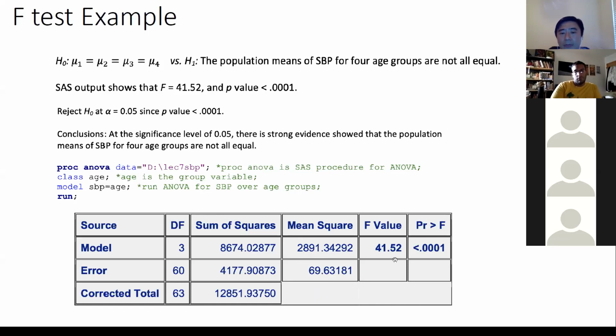This F value you have to compare with the critical value from the F distribution with numerator degree of freedom equal to 3 and denominator degree of freedom equal to 60. Then you'll be able to get the p-values. Either you can do the hypothesis testing by comparing with the critical value, or you can calculate the p-values from this F score based on the F distribution with these two degrees of freedom.